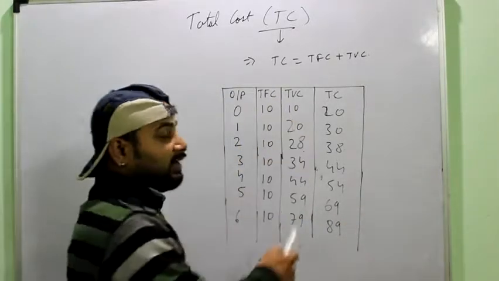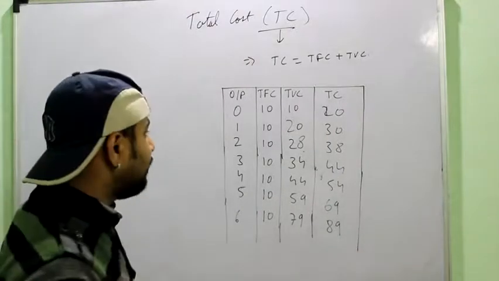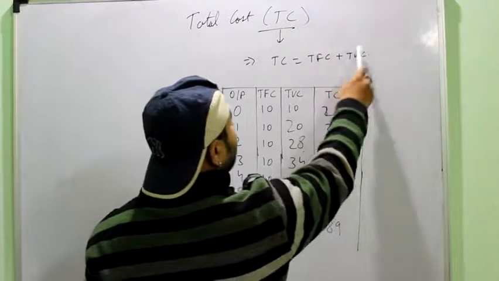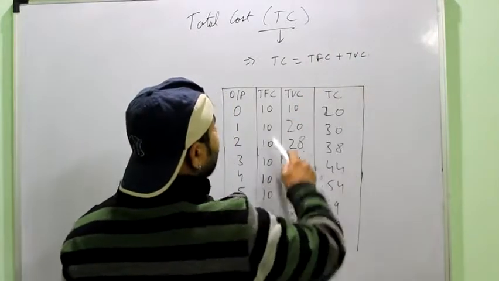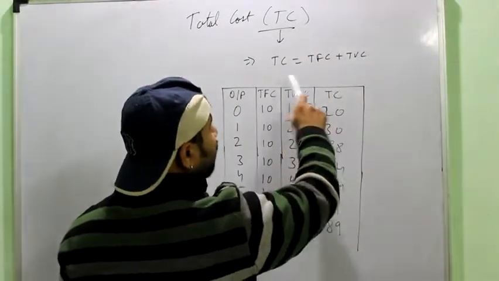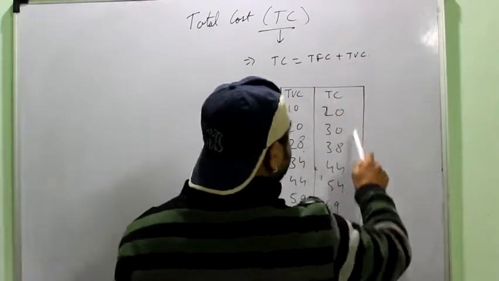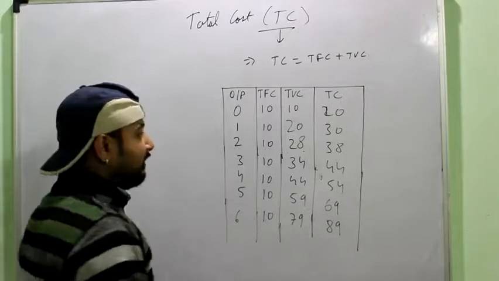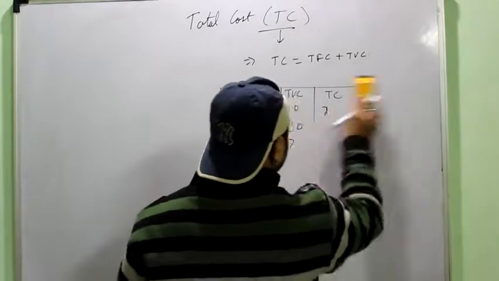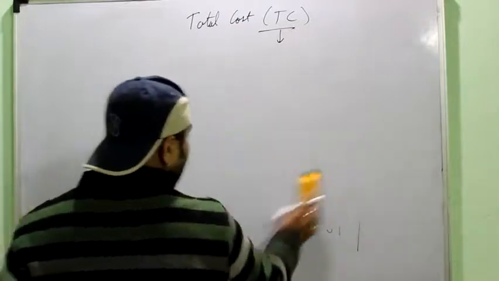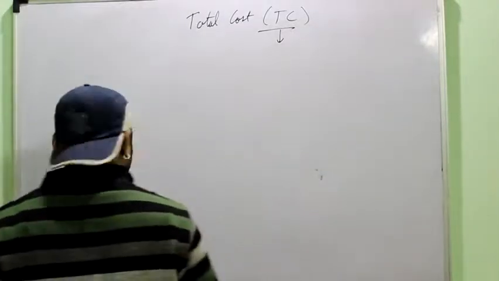Same is the behavior of the TC curve. It will first increase at a diminishing rate, then it will increase at an increasing rate, because it has two things, TFC and TVC. TFC remains the same, so no effect on the behavior; it would have been a horizontal straight line. With the TVC, it changes the shape, same as TVC. When we draw the diagram, we draw them absolutely identical and parallel to one another. Just look at the diagram.